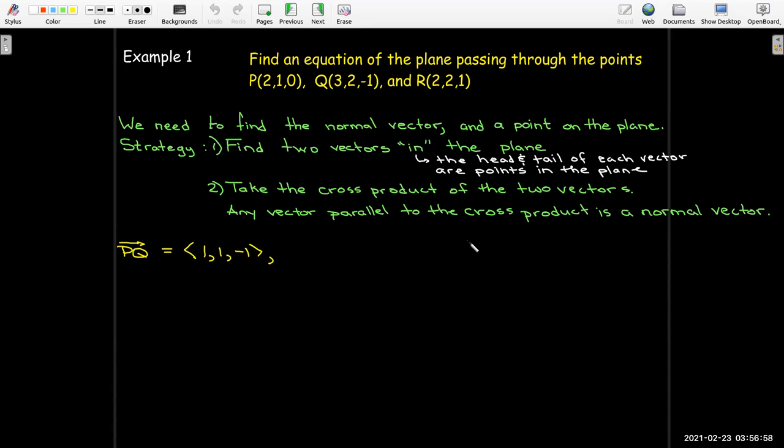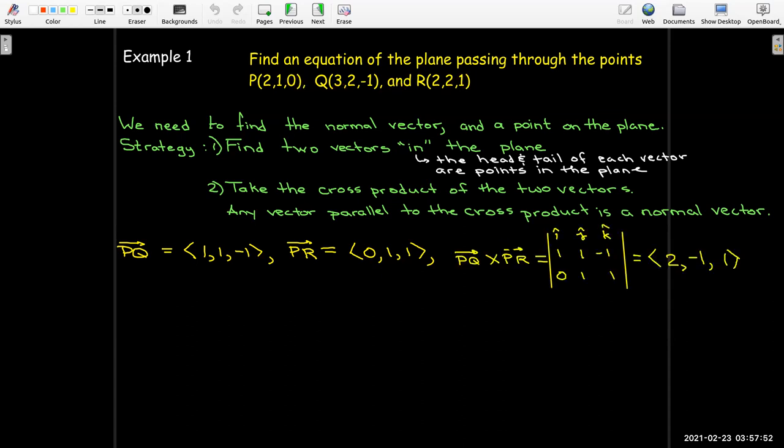So let's go ahead and calculate. I need to only get two vectors, so I'm going to use PQ. Remember how I find these components? I take the 3 minus the 2, the 2 minus the 1, and then the negative 1 minus 0. And then I'm going to use PR. I could have used QR. I guess those are the only three, PQ, QR, PR, and they're opposites. I could have used RP or RQ, but I used PR. So again, how do I get PR? I get 2 minus 2 gives me 0, 2 minus 1 for the middle component, and then 1 minus 0.